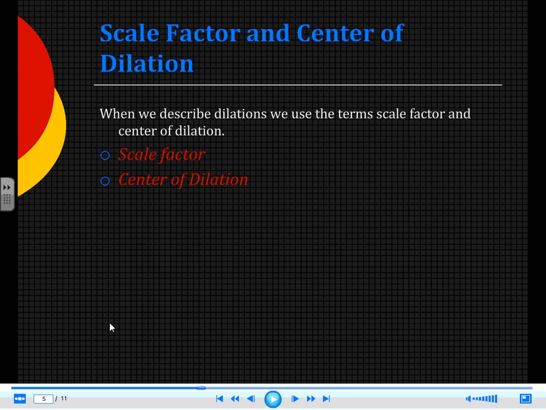All right, so we're going to use scale factor and we're going to use center of dilation. Okay, those are the two things that, when you leave today, you got to be able to tell me: do you understand what dilation and what the scale factor does? Do you understand what the center of dilation does?